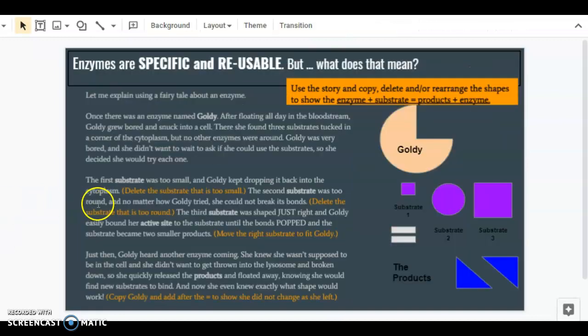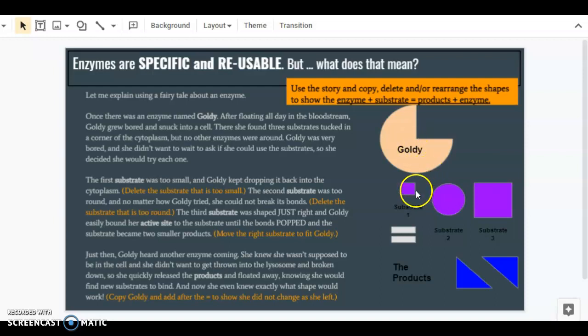On the next slide, we have kind of an analogy to help you think about enzymes, and specifically how they are specific and reusable. So those are the terms you're going to see on the test. But what does that mean? Well, here's a little fairy tale about enzymes. Once there was an enzyme named Goldie. Goldie floated all day in the bloodstream and got really bored. So Goldie snuck into a cell.